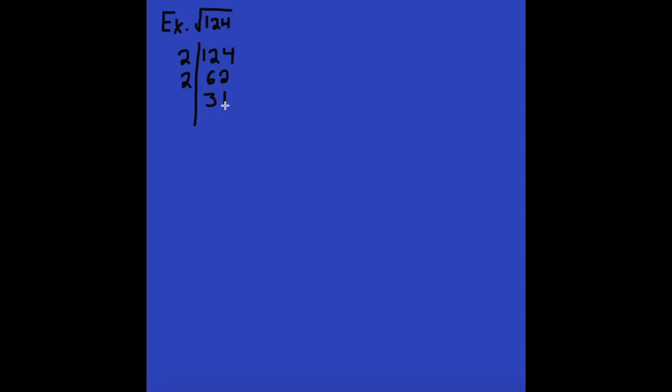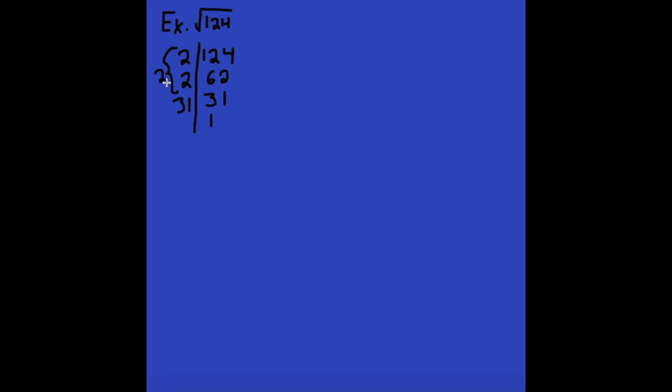Then, we see which prime factors go into 31. 31 is the only prime factor that goes into 31, so we write 31 on the left side of the line. 31 divided by 31 is 1. Now, we have 2, 2, and 31 on the left side. Let's look to see if we have any duplicates of the same number. And yes, we do. We have 2 2's. So we will group these 2's together.